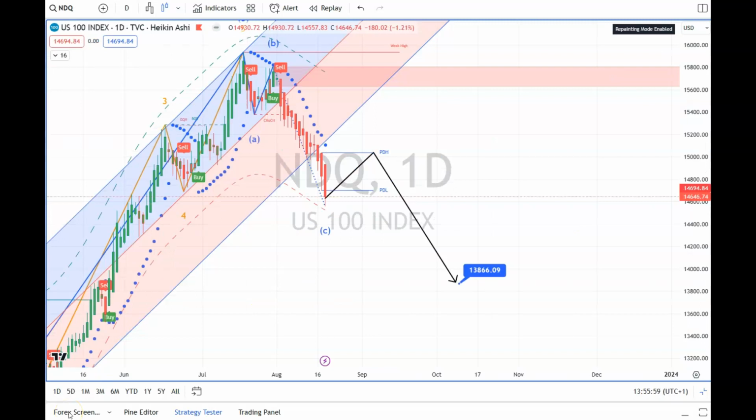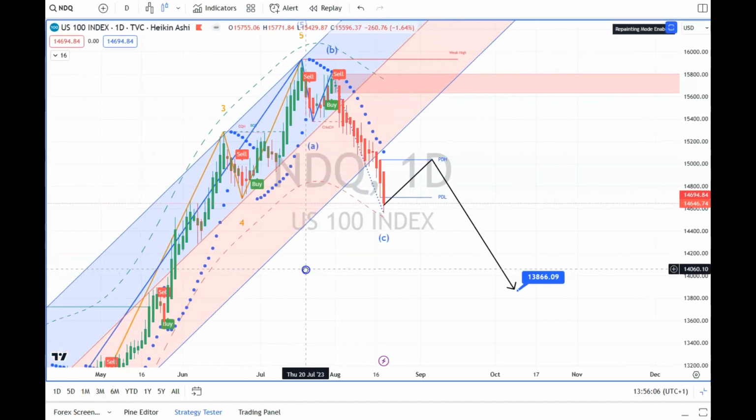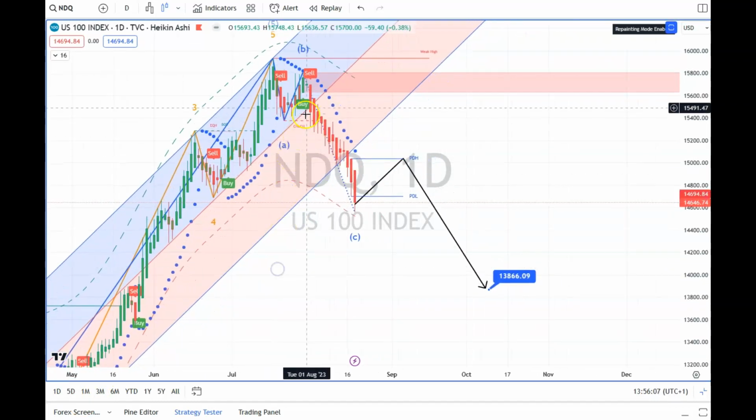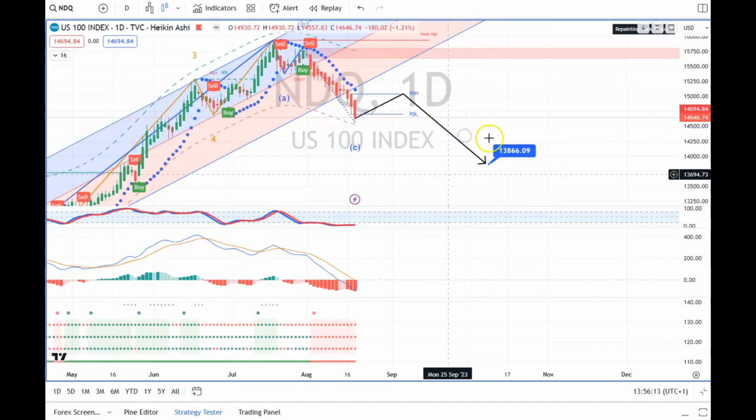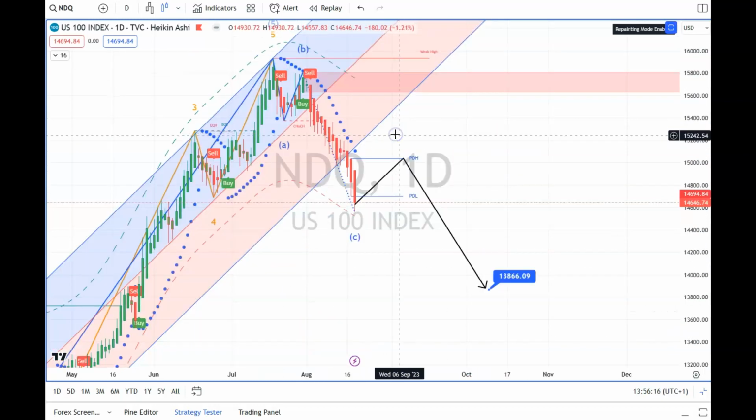Onto the Nasdaq. We've been talking about this for a while, haven't we, guys, who are members in the VIP room? And as I expected, the price has broken this market structure now, so that indicates further downward momentum. We do have parabolic trend in place, but I am expecting a pullback up to the previous day high here before it starts to move down to 13,866.